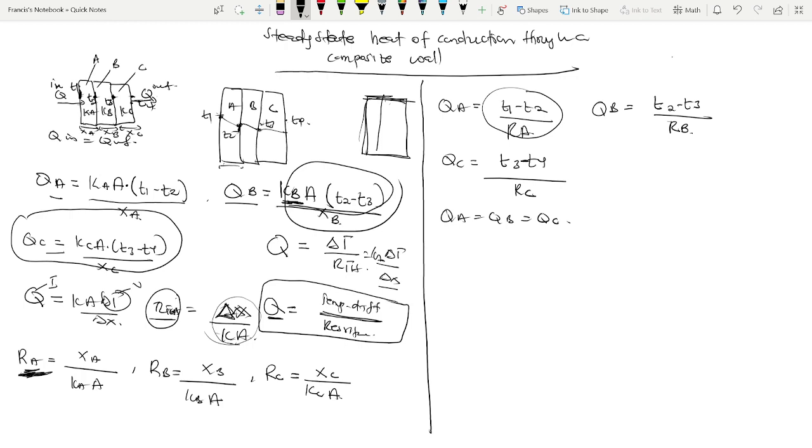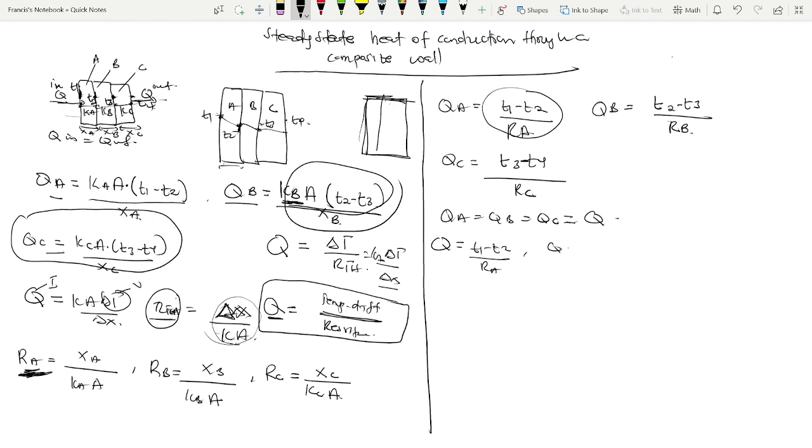Now we know that QA is equal to QB is equal to QC. If we establish this, we can see that this is equal to Q. So let's just call it heat transfer. The heat transfer throughout the entire walls, from here to here, is the same as from here to here, the same as the one leaving, the same as the one entering. So we are calling them Q. So Q will now be T1 minus T2 all over RA.